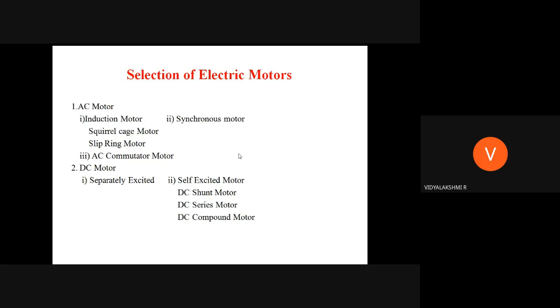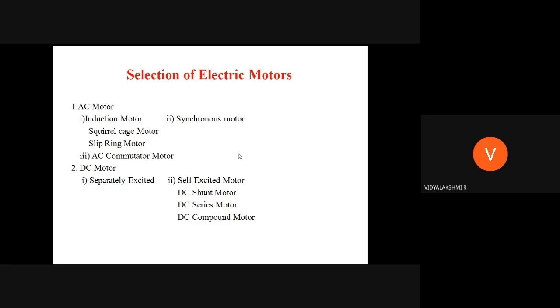Again, I'm repeating: based on our application, we can choose the type of motor. If I need a high speed drive, I can choose an AC motor, an AC slip ring induction motor, or a DC motor. If I need fast, accurate, and continuous speed control, there I can move with the DC motor instead of the slip ring induction motor. So the DC motor is used for fast, accurate, and continuous speed control over a wide range.